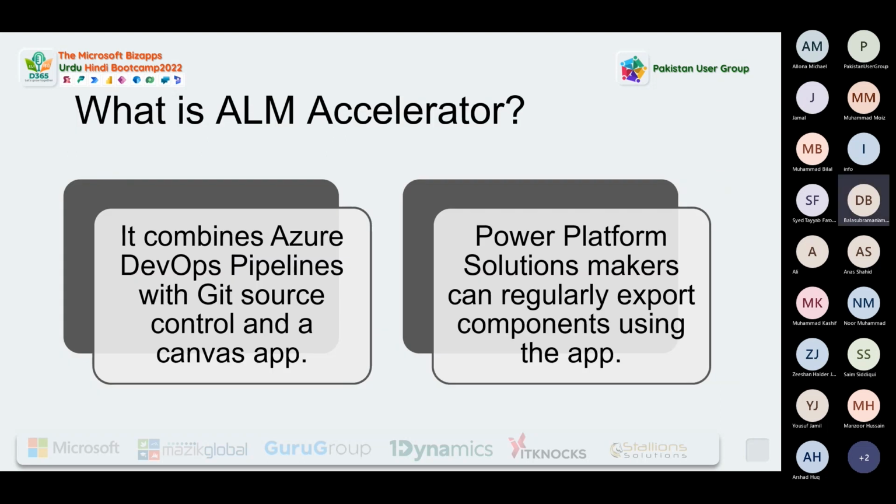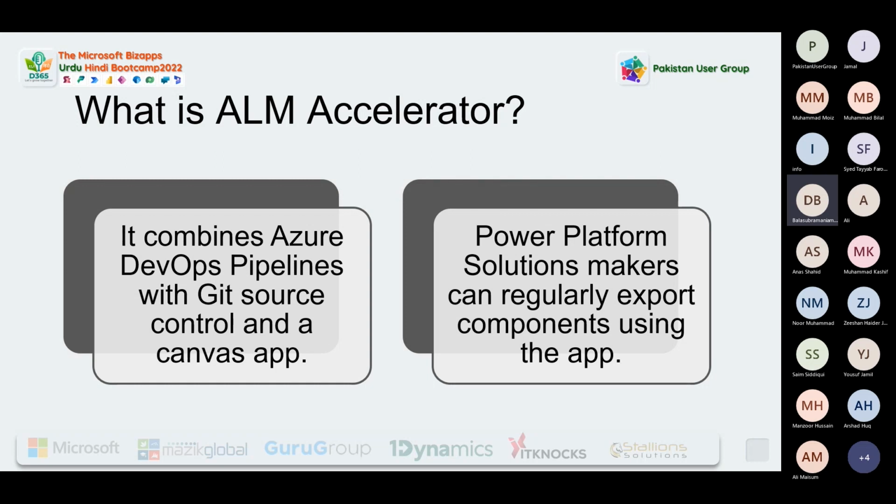And if you ask me what is there in the ALM Accelerator, there are certain things that we need to understand before getting into this tool. This ALM Accelerator is a combination of Azure DevOps pipelines, a Canvas app, and a model-driven app. So they have given mainly three components. One is a Canvas app, the second one is a model-driven app, and the third one is Azure pipelines. The Canvas app is especially for the target audience of makers and advanced makers, so the citizen developers and the pro developers.